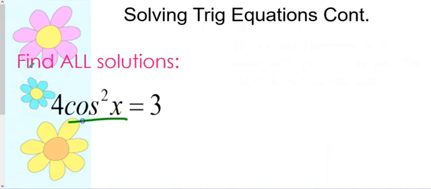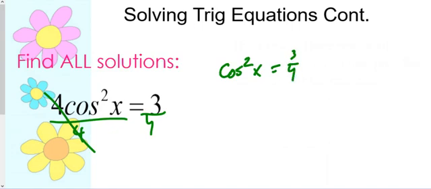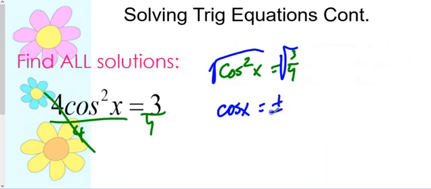All right, we're going to divide by 4. Got cosine squared x equals 3/4. We're going to square root both sides, and we get cosine of x equals plus or minus the square root of 3 over 2, which again happens to be the pi over 6 family.